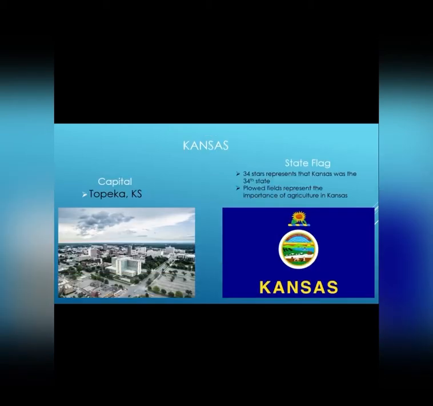All right, the first state that we'll be talking about is Kansas, and the capital of Kansas is Topeka. With this state flag, if you look closely, we see that there are 34 stars that represent that Kansas was the 34th state. And it also has plowed fields that represent the importance of agriculture in Kansas.